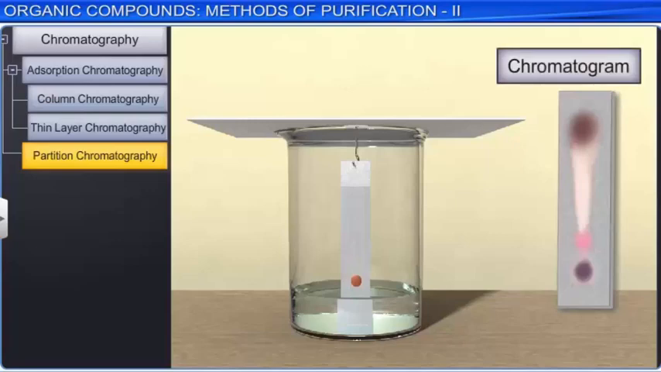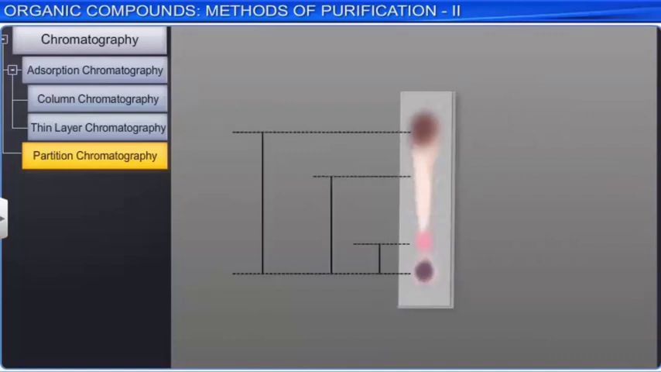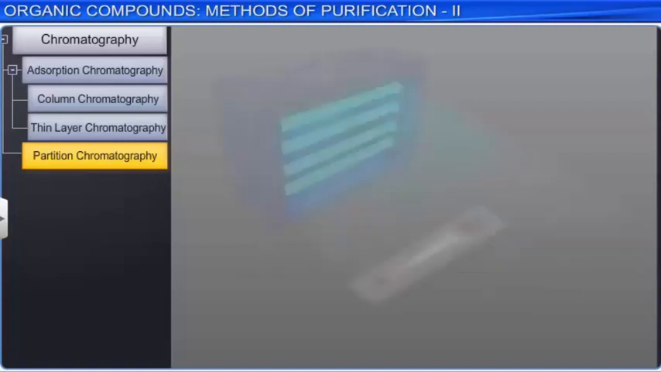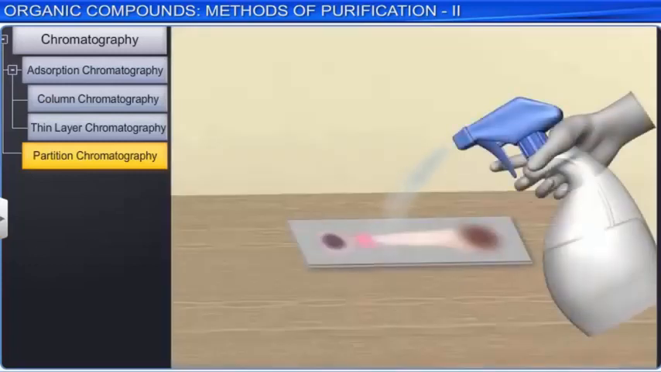The spots of the separated colored compounds are visible at different heights from the position of the initial spot due to their original color. The spots of the separated colorless compounds may be observed either under ultraviolet light or by spraying an appropriate reagent as done in thin layer chromatography.